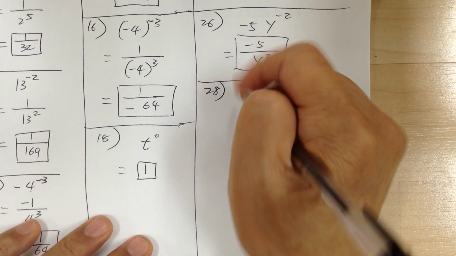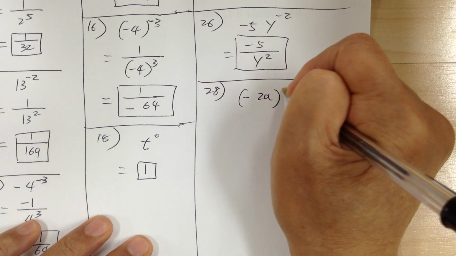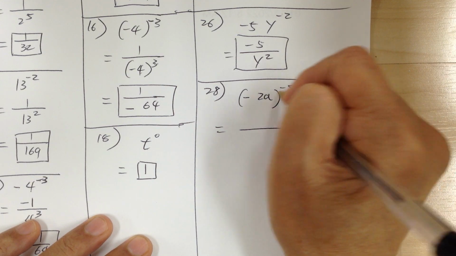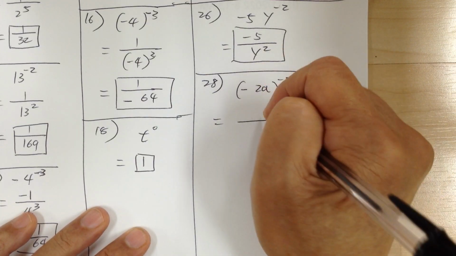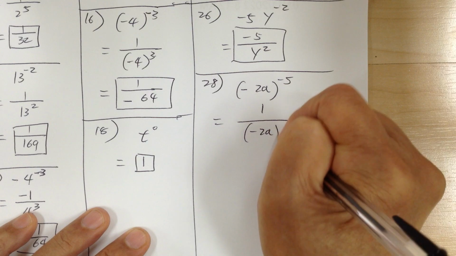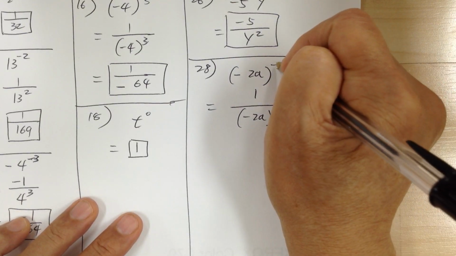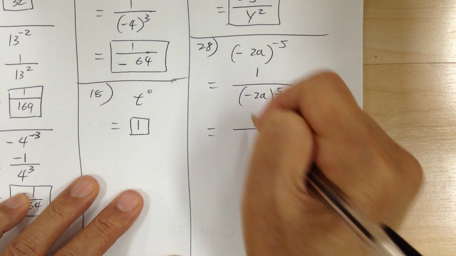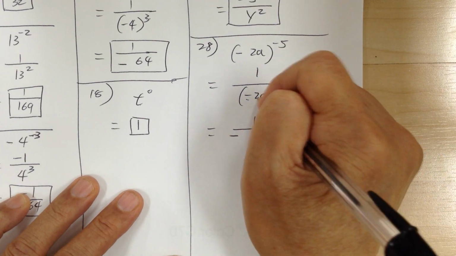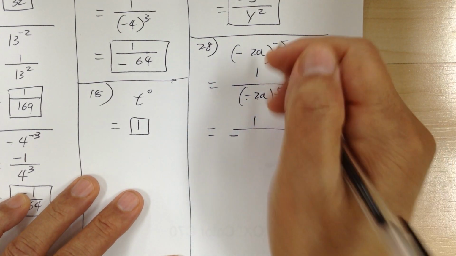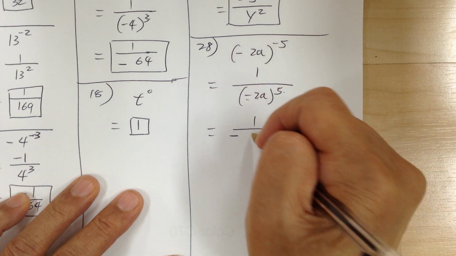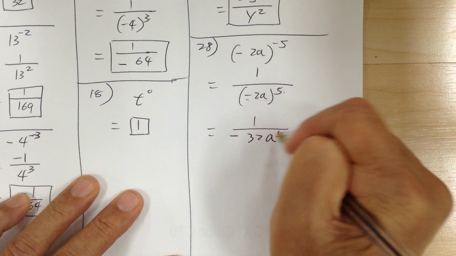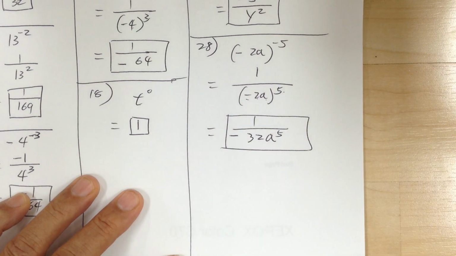Okay, number 28, you got negative 2a in parentheses to the negative 5 power. So the whole parentheses get flipped to the bottom. Again, when you're doing the flipping, the negative exponent is gone, and everything else stays the same. So now you can apply the exponent. Negative to the 5 power is negative, 2 to the 5 power is 32, and a to the 5 is a to the 5, and that's it.